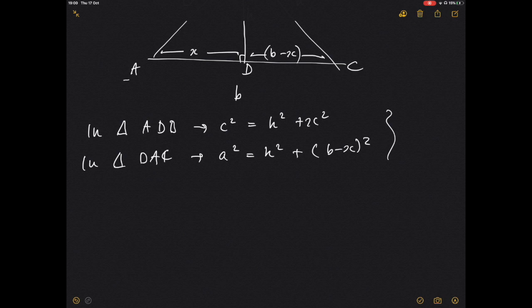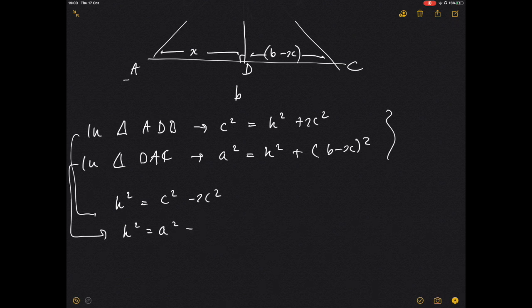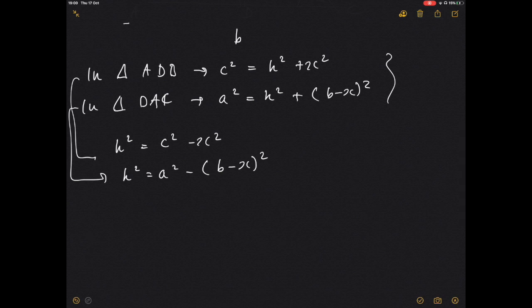What we need to do now is a little bit of rearrangement. For our first triangle, h squared equals c squared minus x squared, and for our second triangle, h squared equals a squared minus (b minus x) squared. We now have some simultaneous equations. We can equate these, and we get c squared minus x squared equals a squared minus (b minus x) squared.